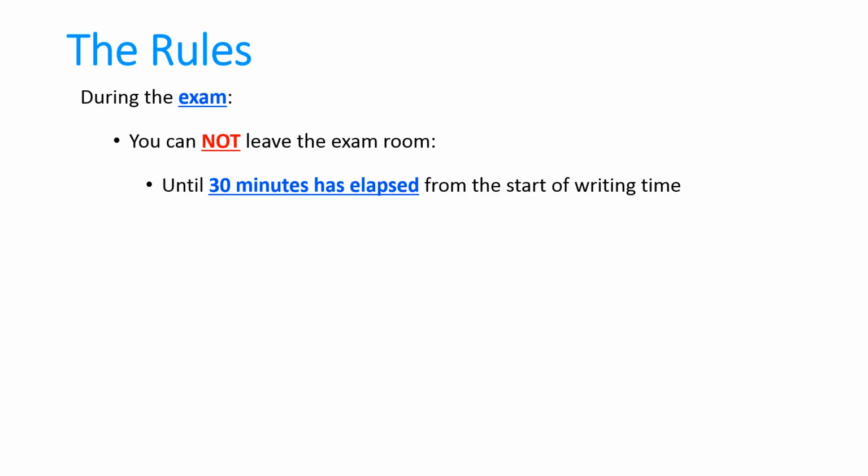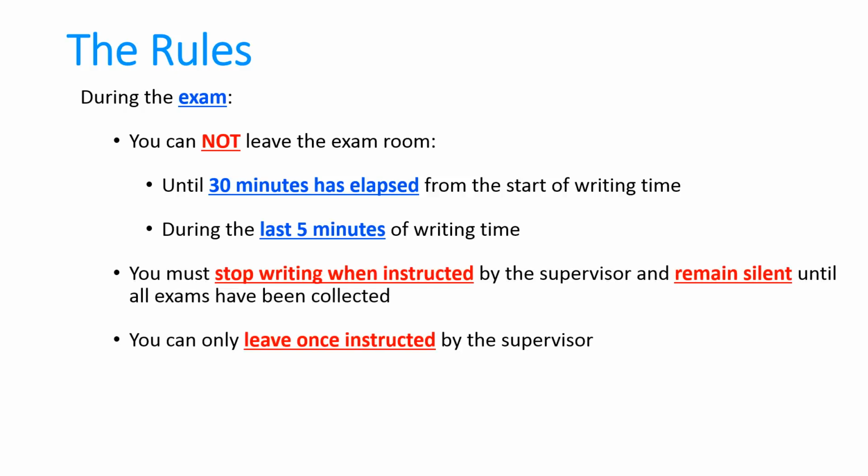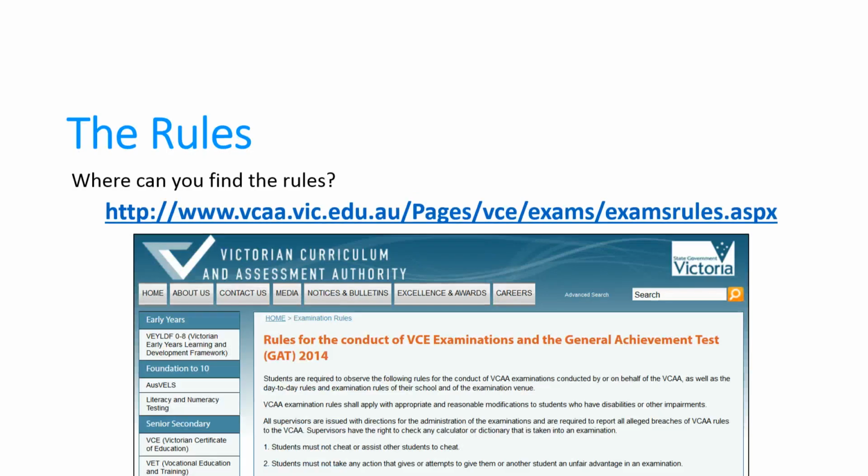You can't leave the room until at least 30 minutes has started. So the minimum time you have to sit the paper is 30 minutes. And if you're there within 5 minutes of the end, you can't actually leave in the last 5 minutes. You must start writing when instructed. Big penalty if you don't. The examiner has the right to take your paper if you don't stop writing immediately, and you must remain silent when instructed to do so. You can only leave the room once the supervisor has actually told you that you can.